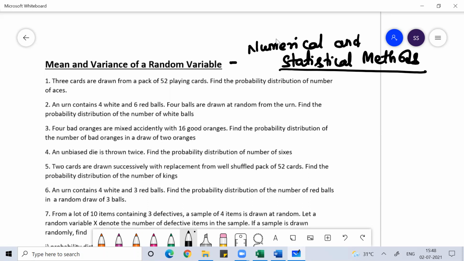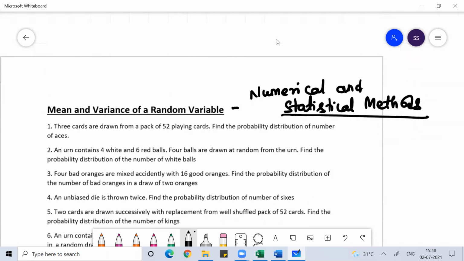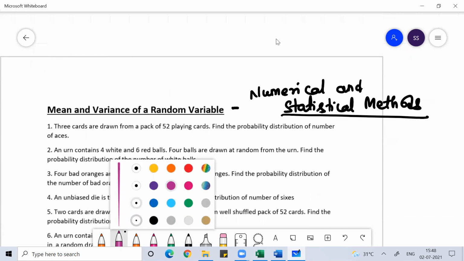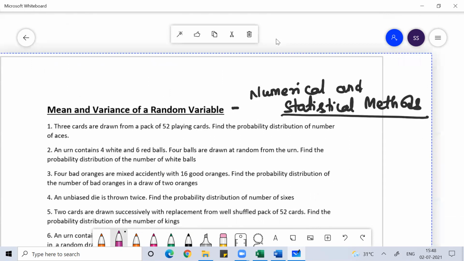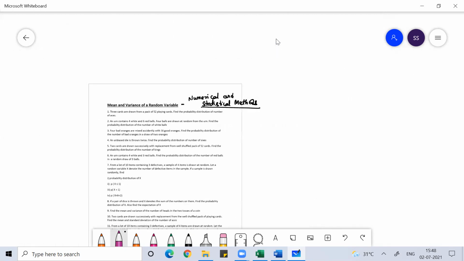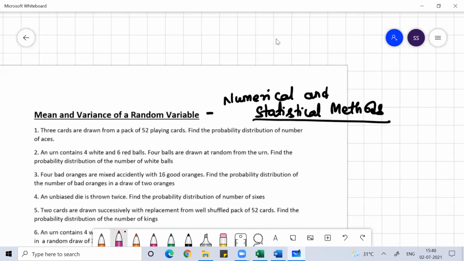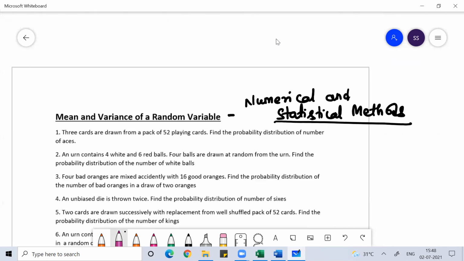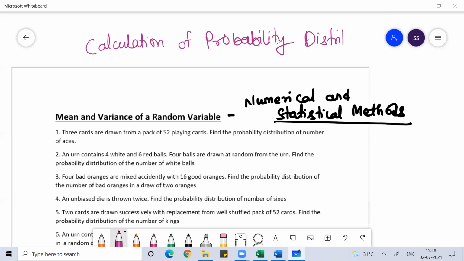So the objective of today's class is to do the calculation of probability distribution. We'll not talk about mean and variance in today's class. We'll only focus on the calculation of probability distribution.